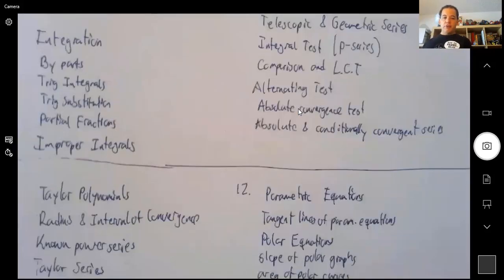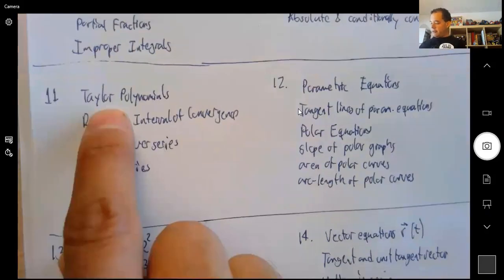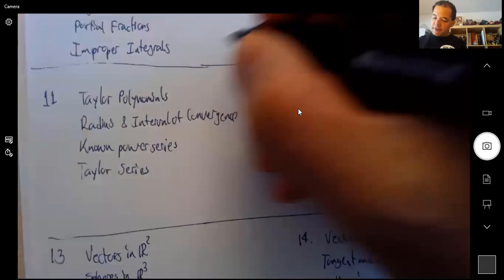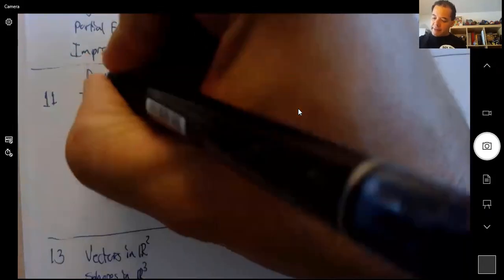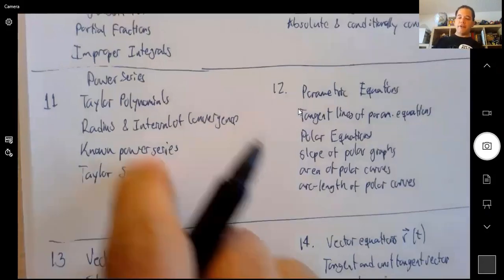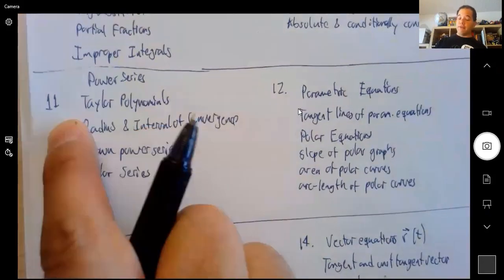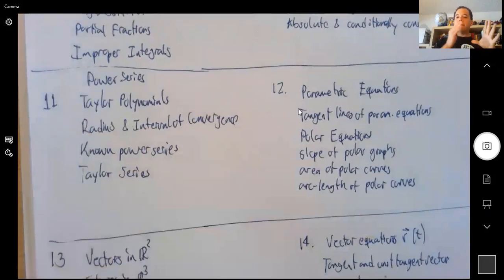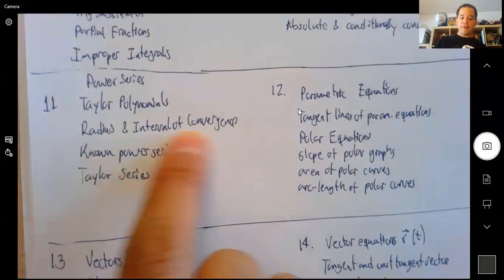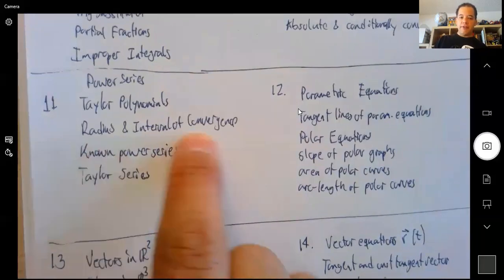And we went on to chapter 11, which if I had to title it, it would be power series. So now we had a variable inside the series, a variable x, and we started first talking about Taylor polynomials, which were not series, but rather just our best approximation using first lines, then parabolas, then cubic equations, and so forth. Then we went into power series. We learned how to figure out the radius and the interval of convergence.